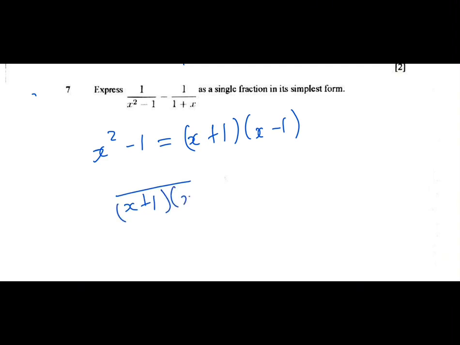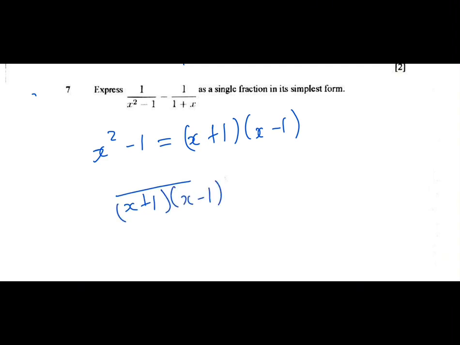Express 1 over x squared minus 1 minus 1 over x plus 1 as a single fraction in its simplest form. So you must agree with me that here you can already identify that x squared minus 1 is a difference of 2 squares. What is the difference of 2 squares? It is a quadratic expression in which the factors are separated by the signs. One of them has got a positive sign, the other one has got a negative sign. You can only use this when the second number is a perfect square. So x squared minus 1 is equal to x plus 1 times x minus 1.